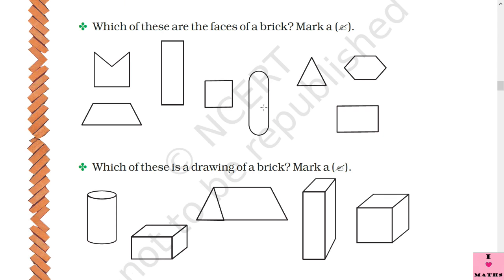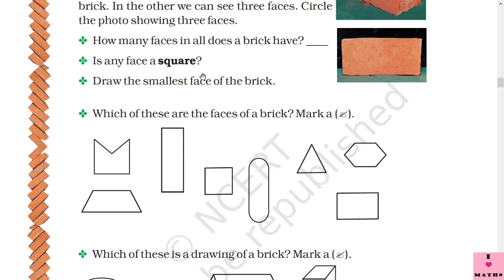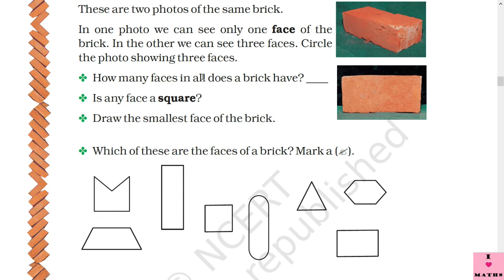Which of these are the faces of a brick? Mark them. Now children, in this book, obviously this is not a face of the brick. This is also not a face of the brick. This one resembles this face of the brick. It is rectangular, long, and this is also rectangular, thin and long. Now this is a square. There is no face which is a square. This also does not resemble at least this brick.